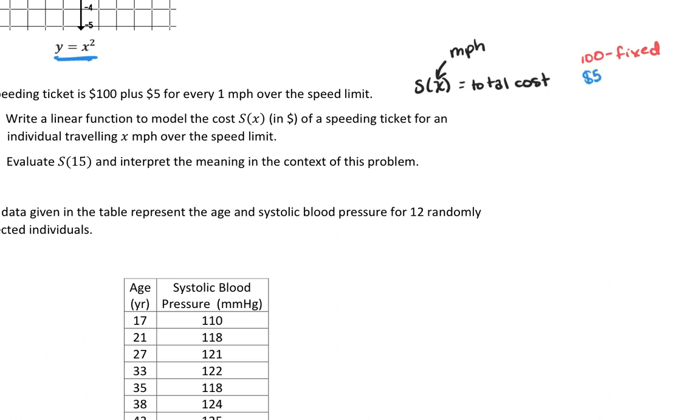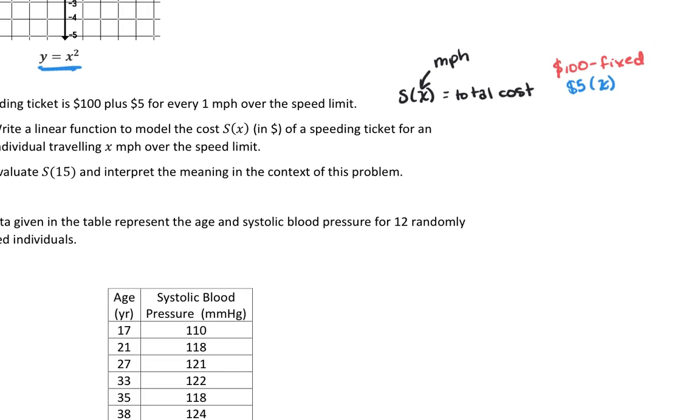$5 for every mile per hour over. So these are both dollars, which means that if we have dollars and we add dollars, we should get a total cost, right? So our S of X will look something like S of X is our $5 per mile per hour, times the miles per hour that we go over, plus the fixed $100 that we will always have. So that's our equation there.